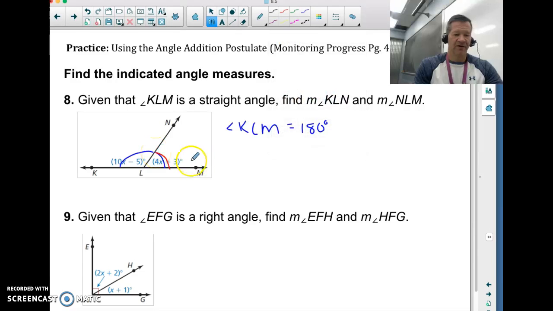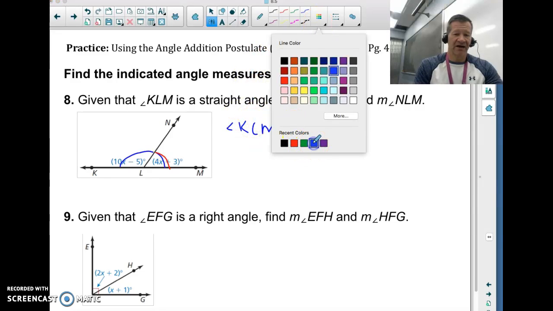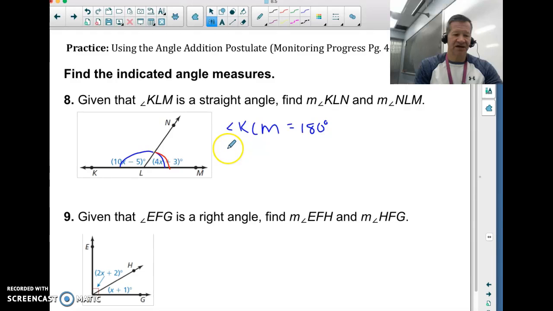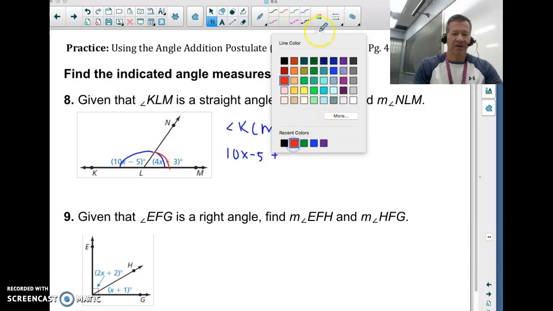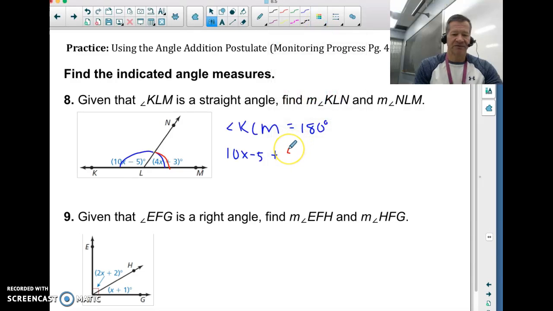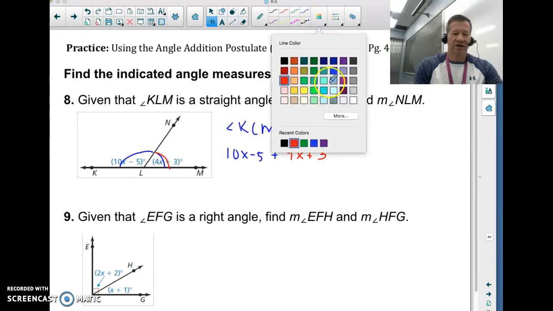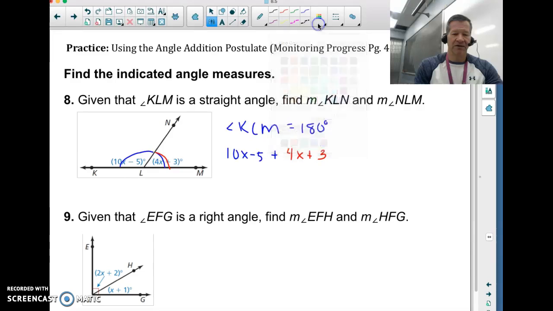That angle, there we go. If I add those two, I get the whole 180 degrees. So here we go. We're going to add KLN, which is 10x minus 5, to angle NLM, and NLM is 4x plus 3. And as a result, I should get 180 degrees.